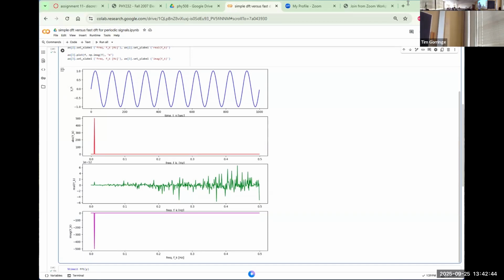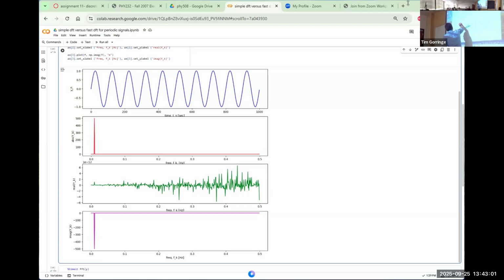So we said we've got 1,000 seconds, 0 to 1,000, a period of 100 seconds. So we've got 10 cycles, so that makes sense. And the amplitude of the sine wave was 1, unit amplitude.